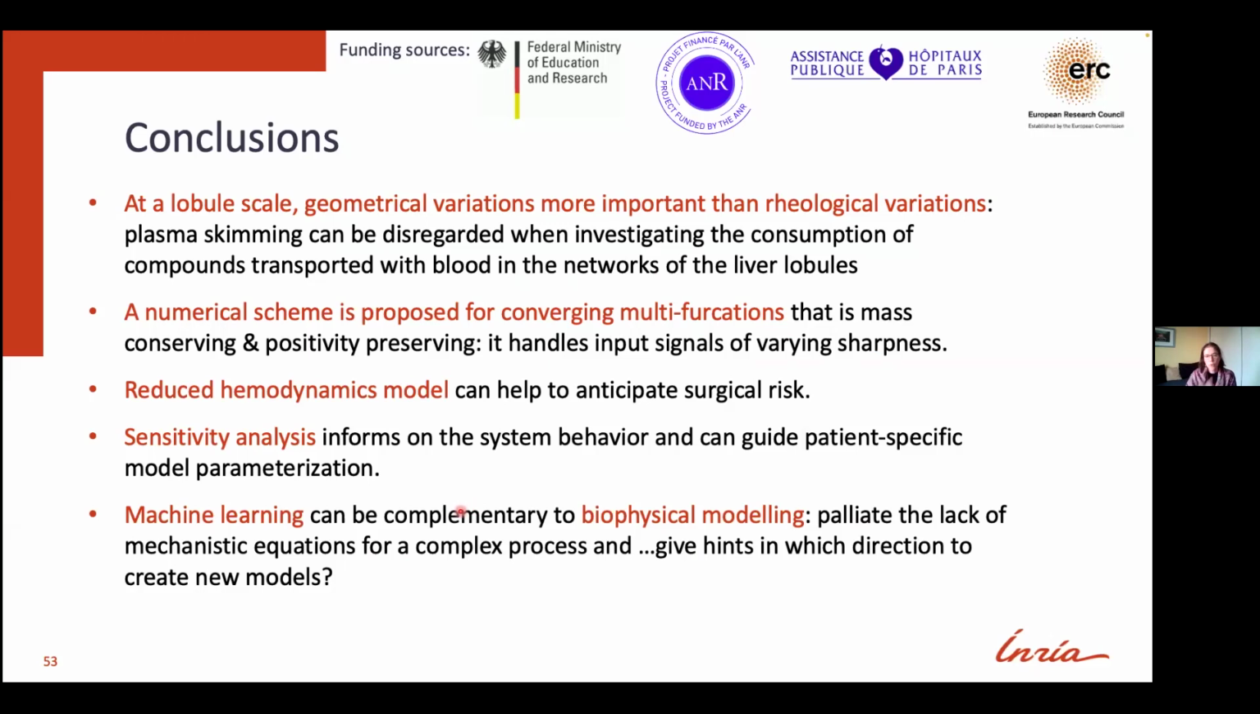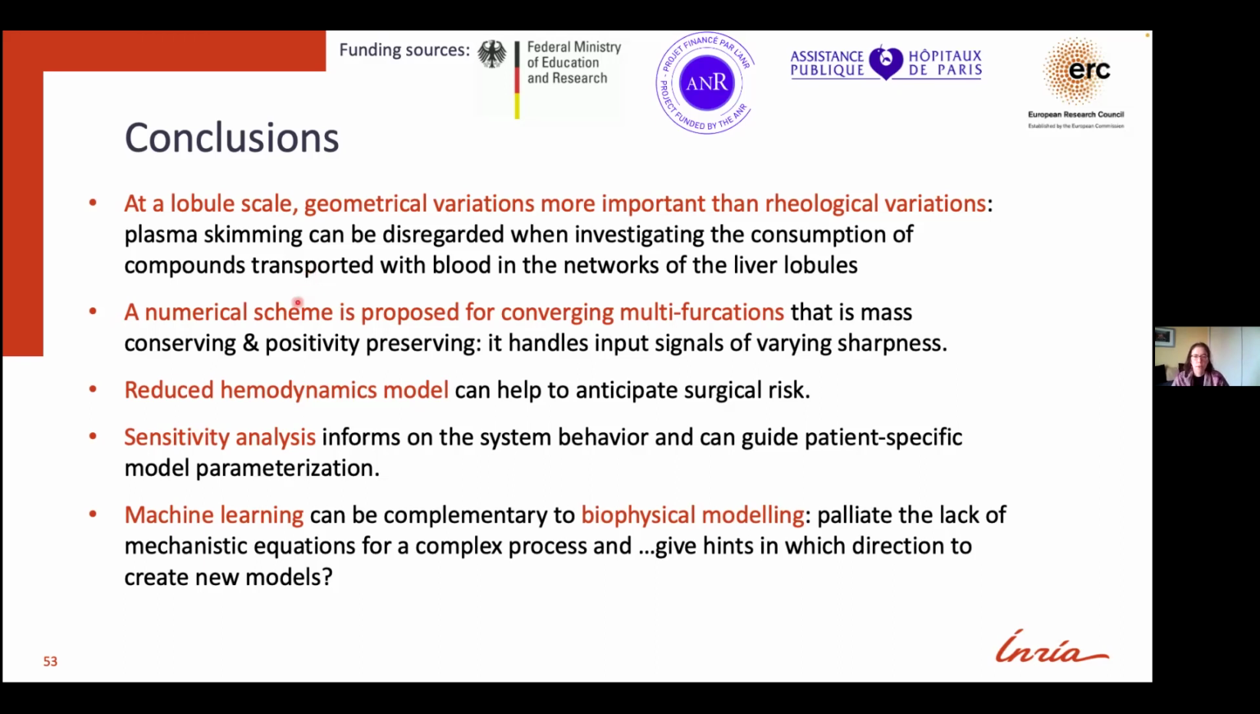Okay, so to conclude: at the micro scale, we've seen that there are different mathematical models that describe quite nicely what's going on at the bifurcation levels. But taking into account geometrical variation as for diseases, we don't necessarily need very refined biological models to see what's going on for blood flow and transported material.